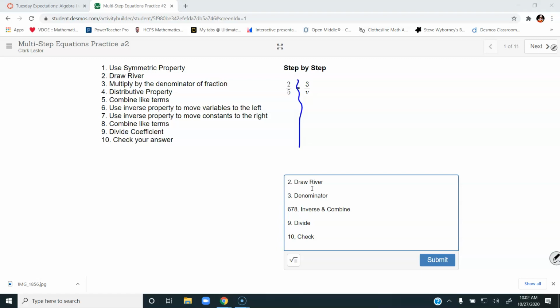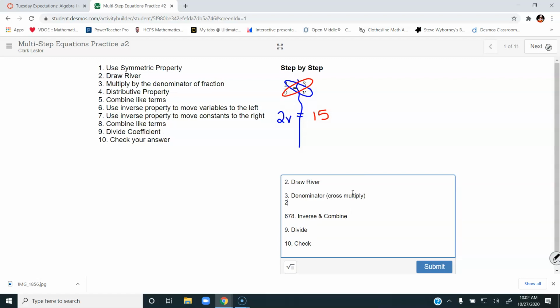But I am going to multiply by the denominator. Some of you guys might have said cross multiply. That's fine too. So this is going to be 15. My red is going to be 15. And this is going to be 2v is equal to 15. If you guys would prefer to say cross multiply, you're welcome to do that. And that will leave me with 2v is equal to 15.